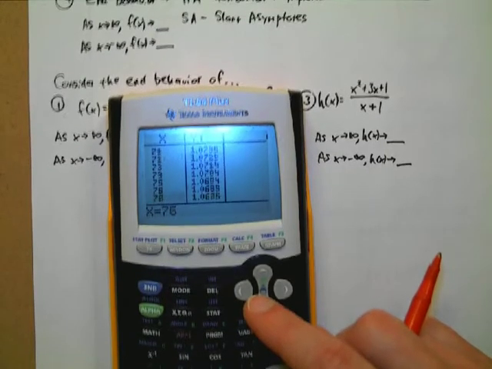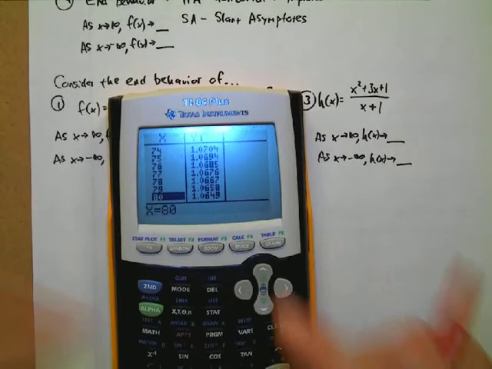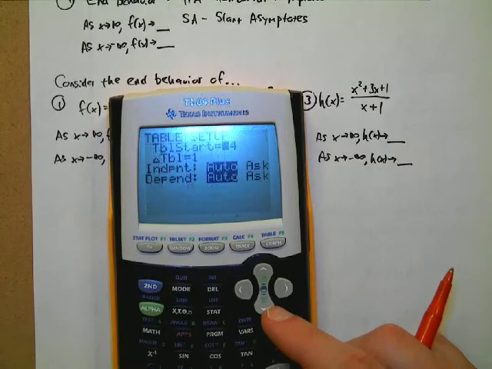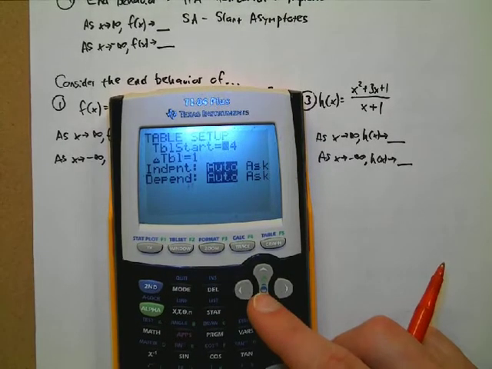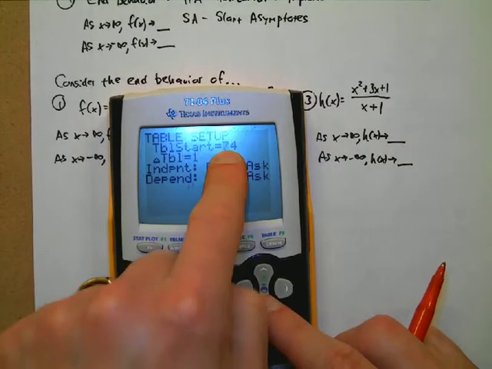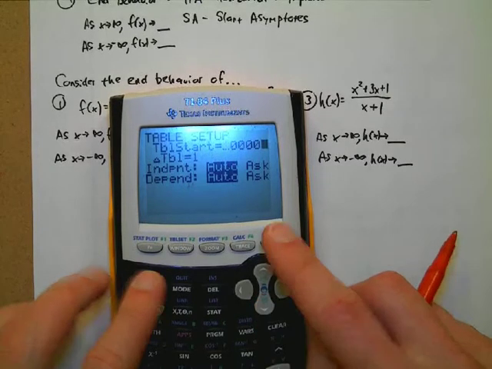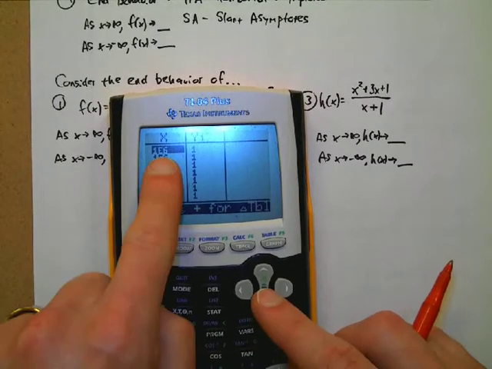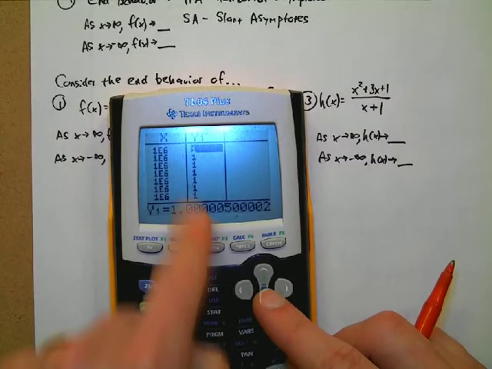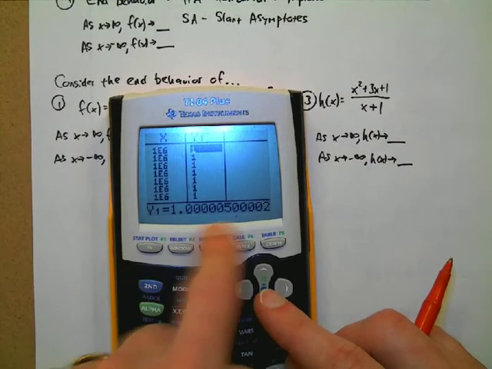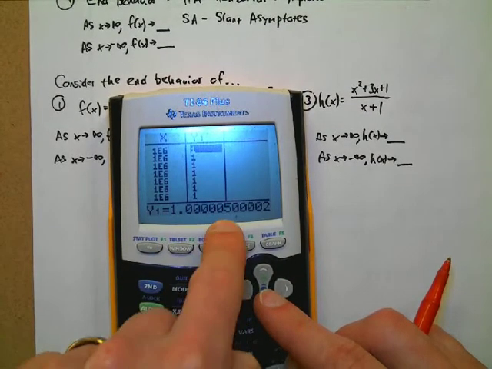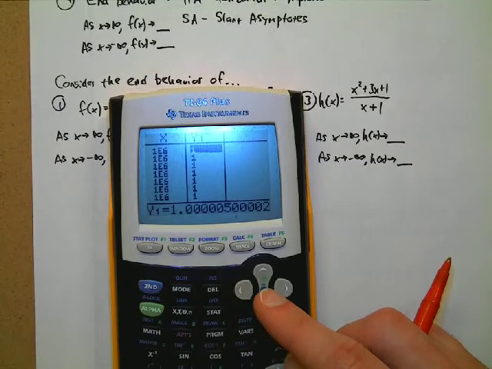And if you want to get really crazy, you can actually do second window. Go to your table setup, and you can actually have your table start at, like, a million if you want to. And then when I go to my table, you can see there that stands for a million. And you can see the calculator basically gives up and says one right here. Now, if you highlight it, you can see that it's not quite one, but it is very close to one, right? And you can just see we're getting closer and closer and closer.